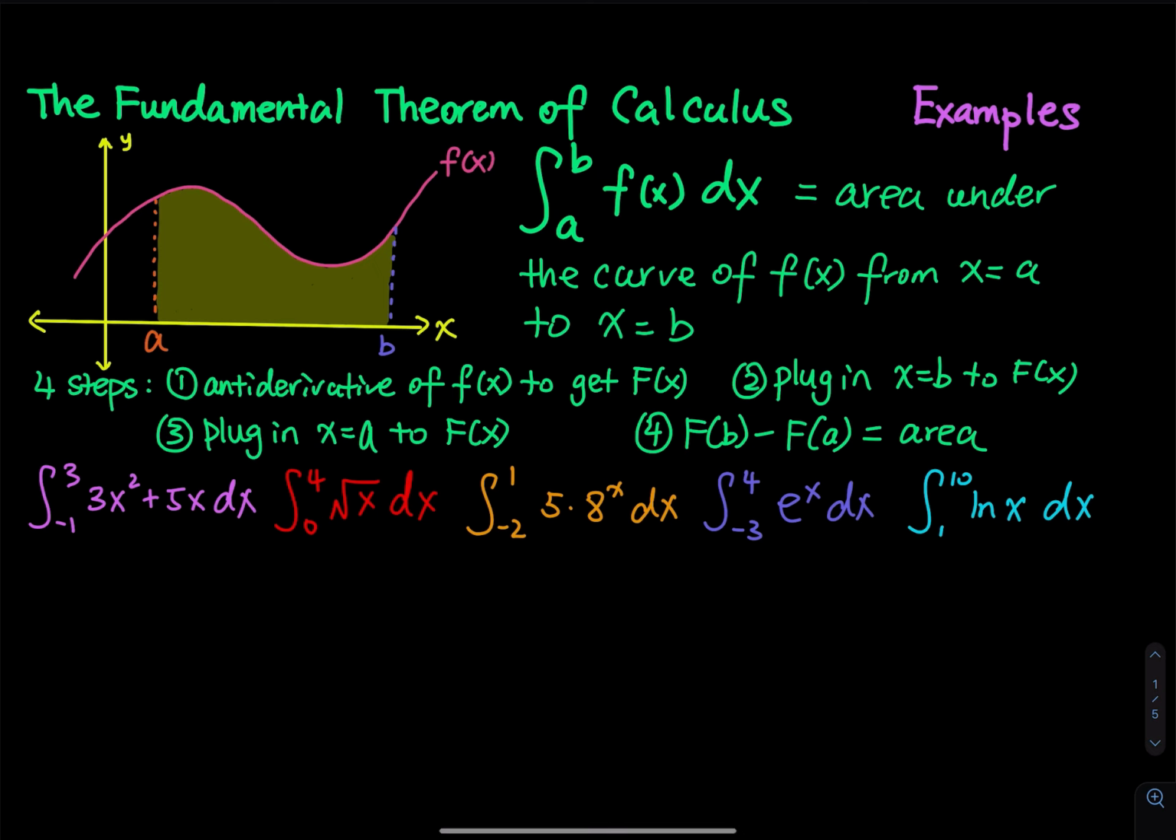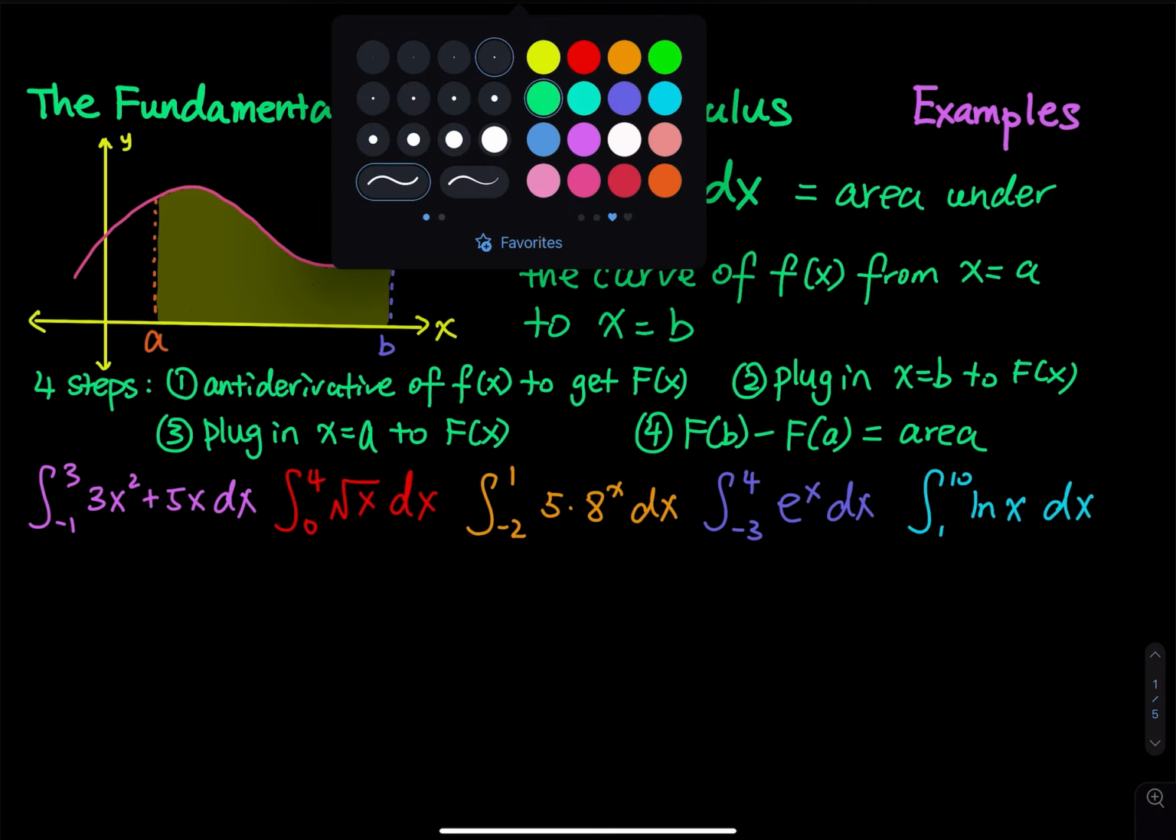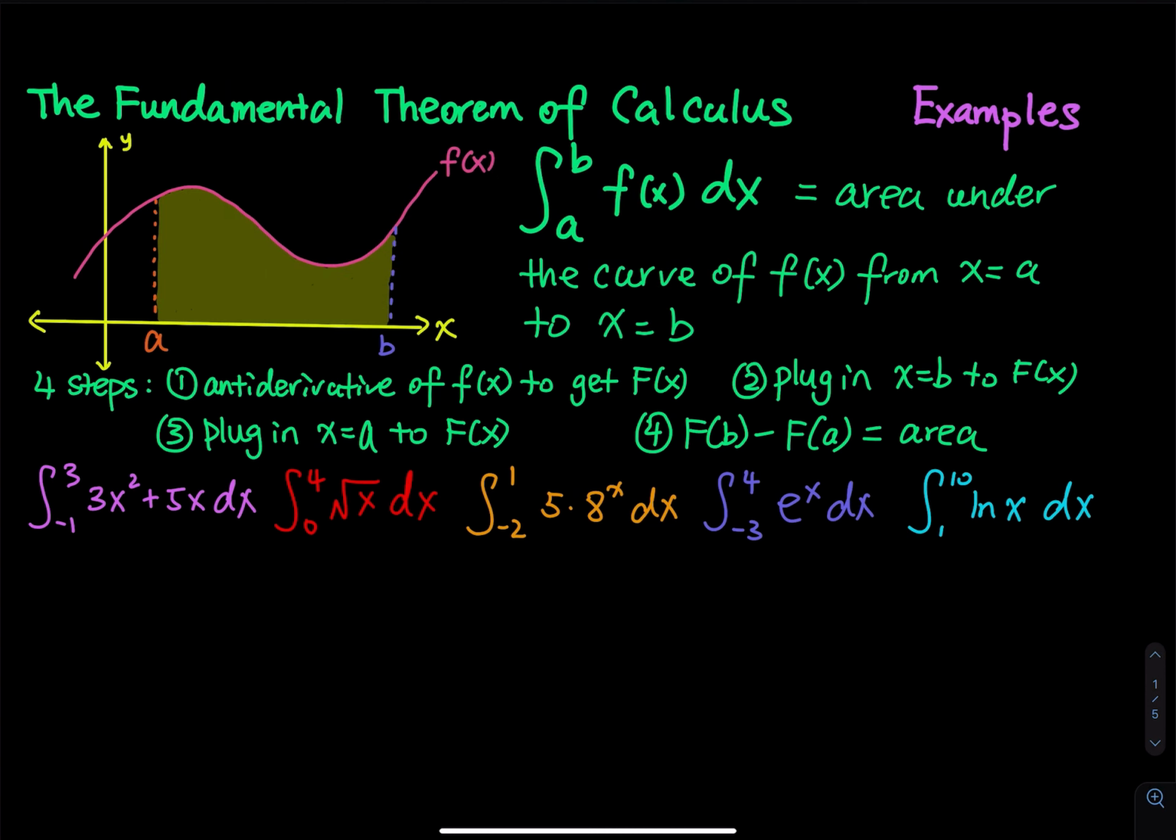Alright, so for the FTC, I have 5 examples for you. These are pretty basic examples to understand how the FTC works. So let's do this one by one, starting with the one on the left. The first one we have is the integral where x goes from -1 to 3. The integrand is 3x squared plus 5x dx.